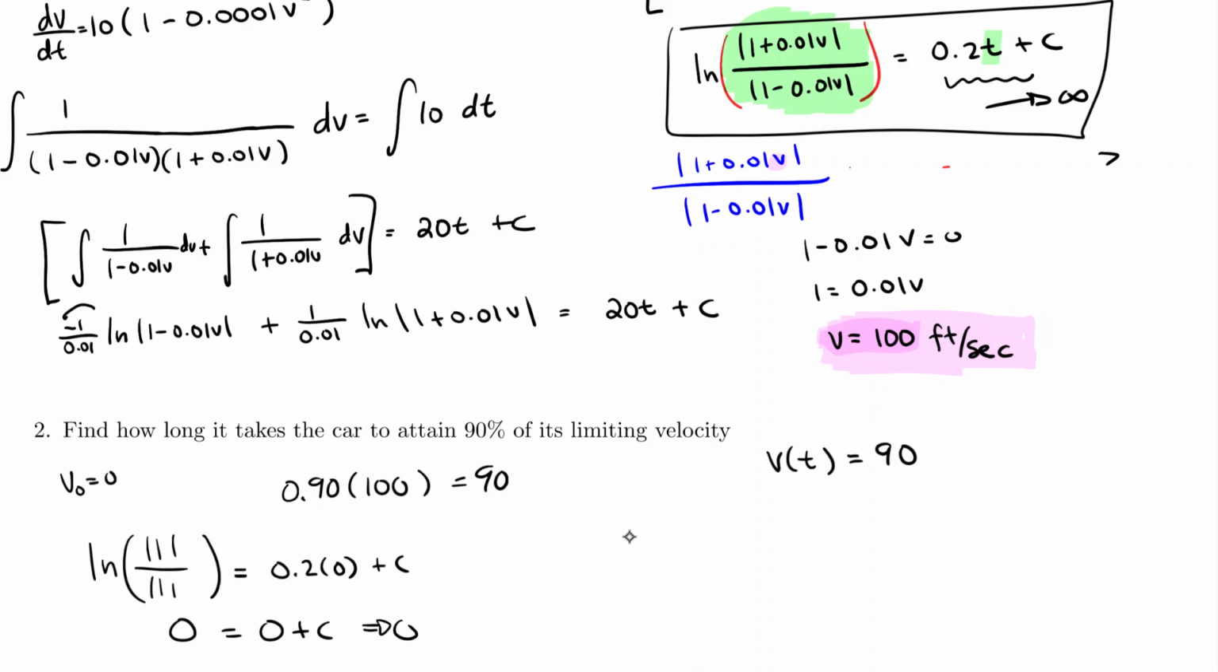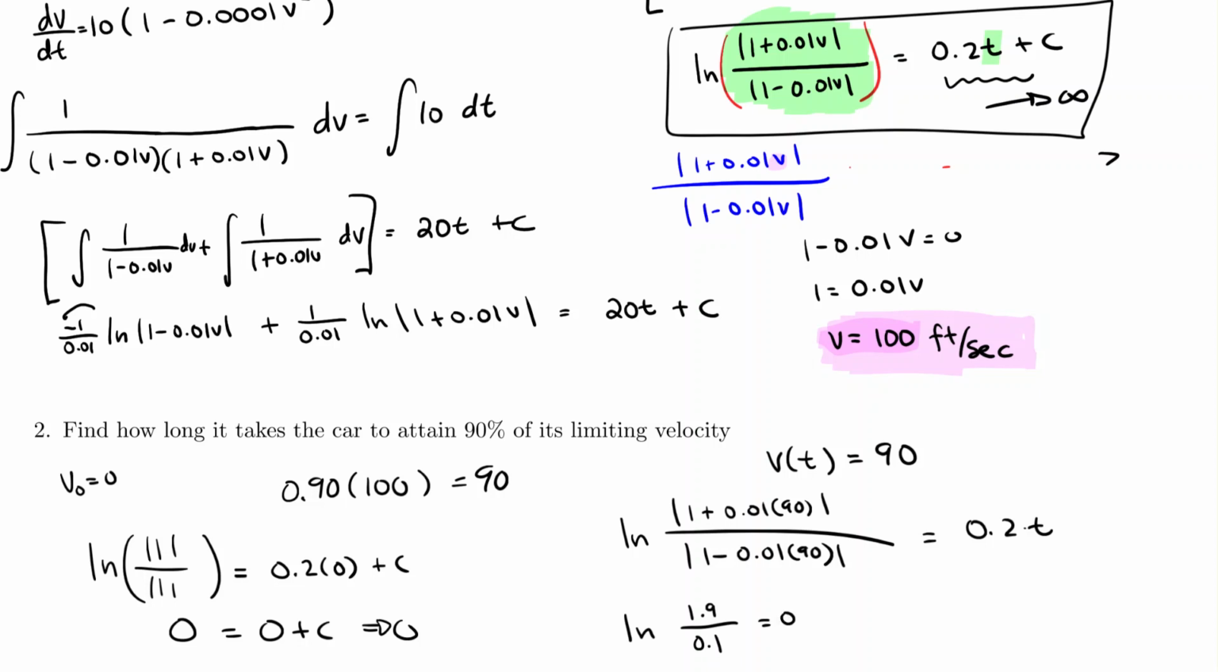Now we need to solve the equation natural log, or ln, of the absolute value of 1 plus 0.01 times 90 over 1 minus 0.01 times 90. That needs to be equal to 0.2t, and we're looking for what t is. Now 90 times 0.01 gives us 0.9, so we have 1 plus 0.9, absolute value is 1.9, divided by 1 minus 0.9, which becomes 0.1. That's equal to our 0.2t.